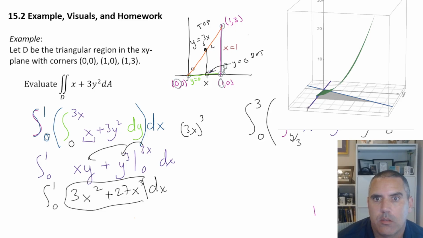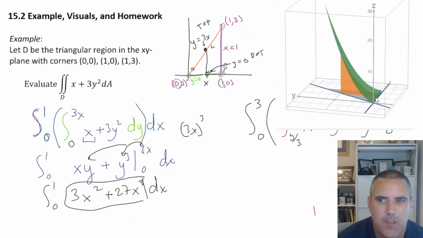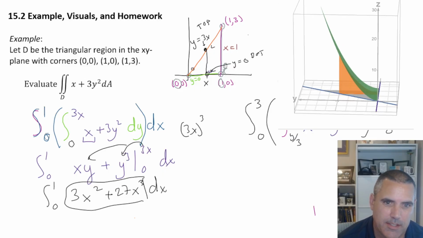If you increase x, here's what we're getting. Those are the cross sections. The area of one of those orange things is 3x squared plus 27x cubed, this formula here.